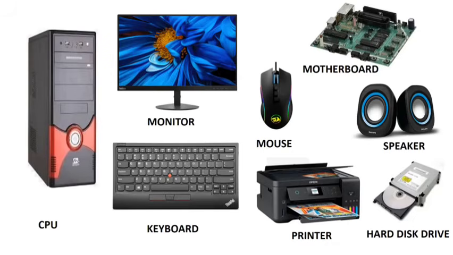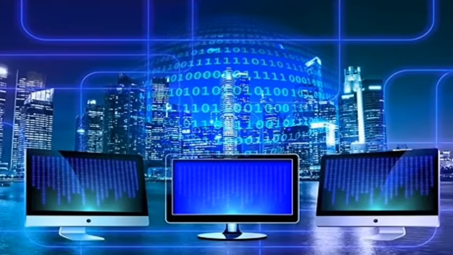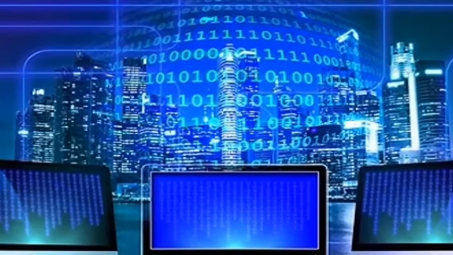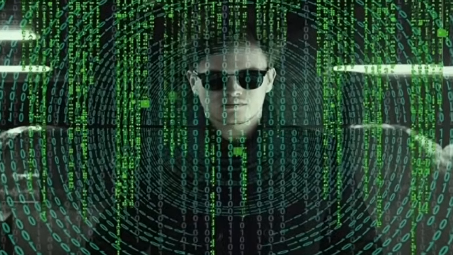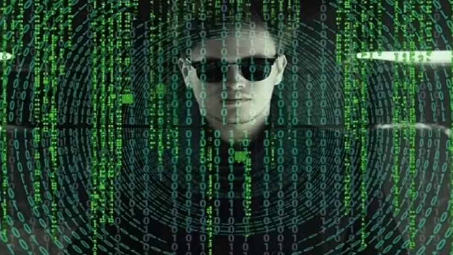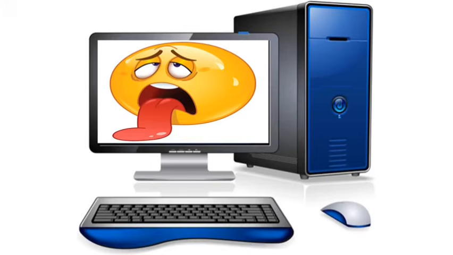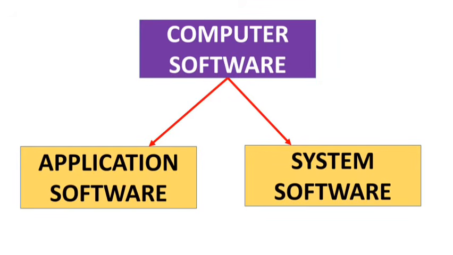Computer software is a set of instructions that guides the computer hardware, and tells the hardware what to do, when to do, and how to do a task. Software gives life to the computer. Without software, the computer is a dead machine. Computer software is divided into application software and system software.